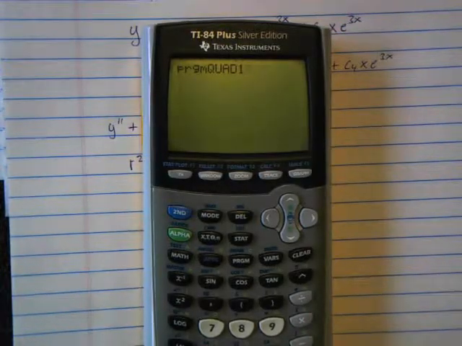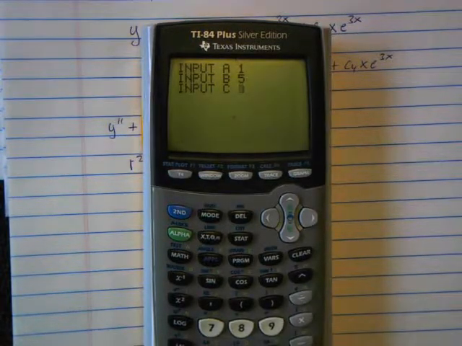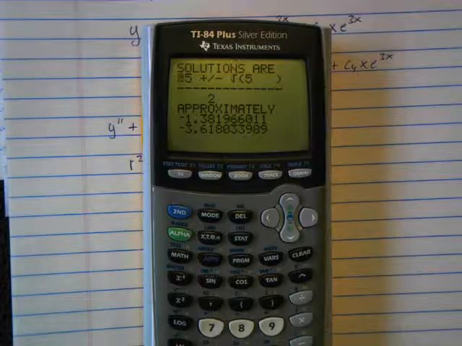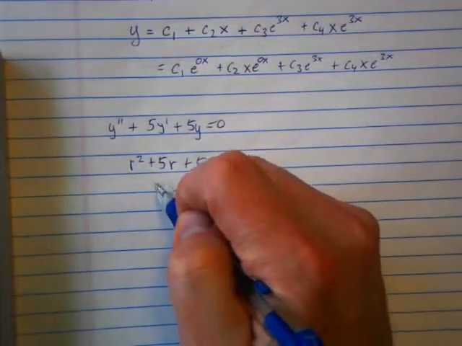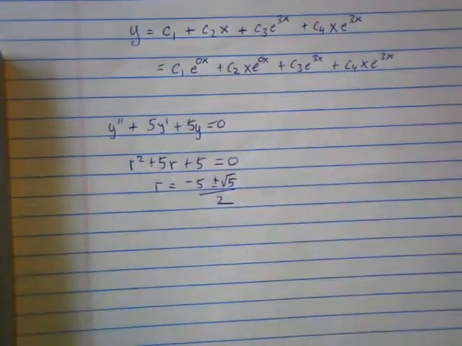A is 1, B is 5, C is 5. It turns out this one does not have complex solutions. The solutions are negative 5 plus and minus the square root of 5, over 2. So r equals negative 5 plus or minus the square root of 5 over 2. Not very nice answers. It's okay.